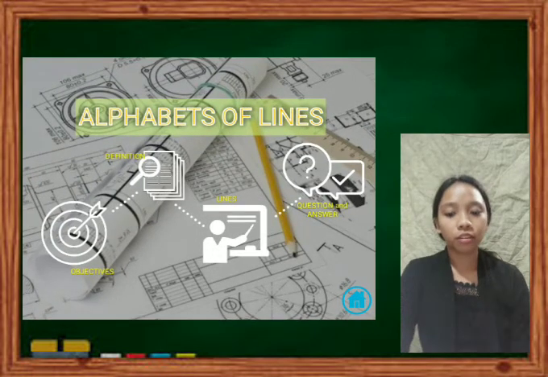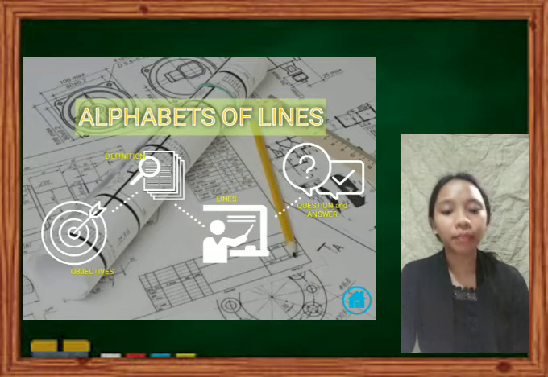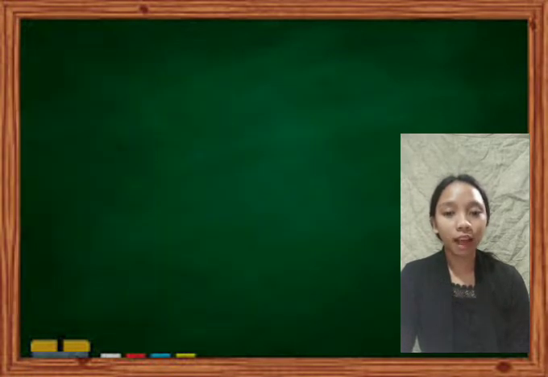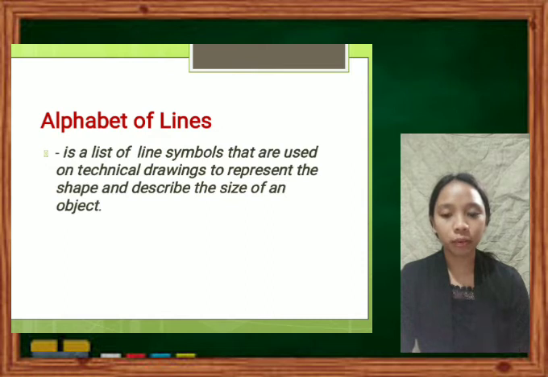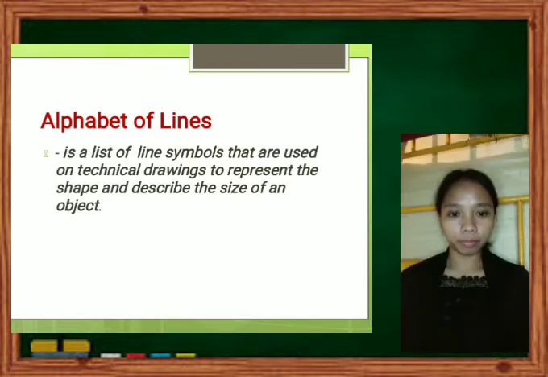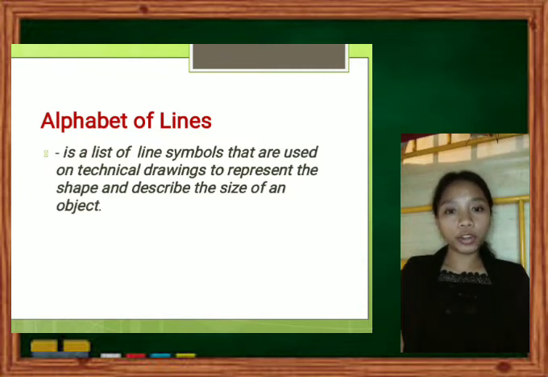Okay, class, our topic for today is all about the alphabet of lines in technical drawing. So let's define first what is the alphabet of lines. Alphabet of lines is a list of line symbols that are used on technical drawings to represent the shape and describe the size of an object. So class, it is important to know the alphabet of lines since each line on it conveys a meaning, in order for us to recognize each line.